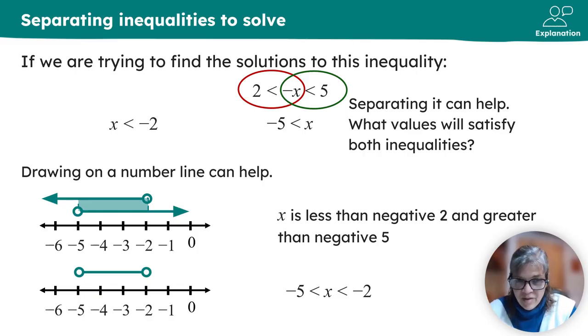I could graph that on a number line, or I can just write it down. And I put the smaller number first, then I put the x in the middle, then I put the larger number on the right if it is a continuous region.